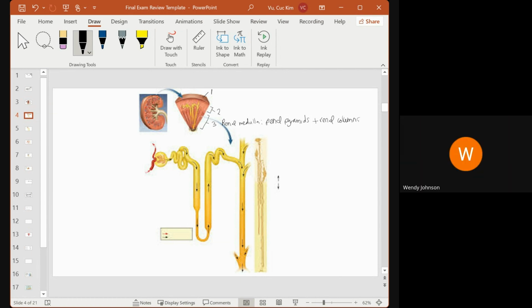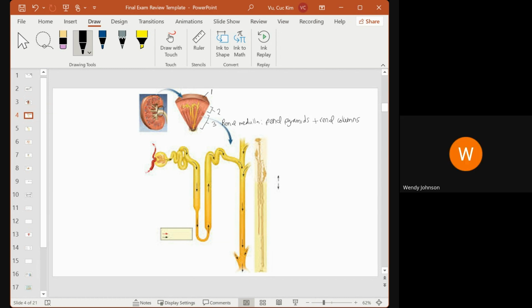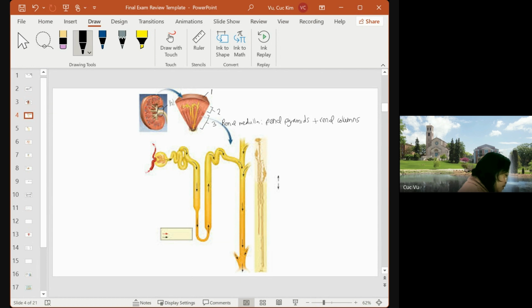Can you point out where the hilum is? Yes. So the hilum is the space right here. It's not an actual structure, it's just a space where things can enter and exit the kidney. So the renal medulla consists of the renal pyramids and the renal columns. And then after that, you'll find this white structure right here. And what are those structures called?